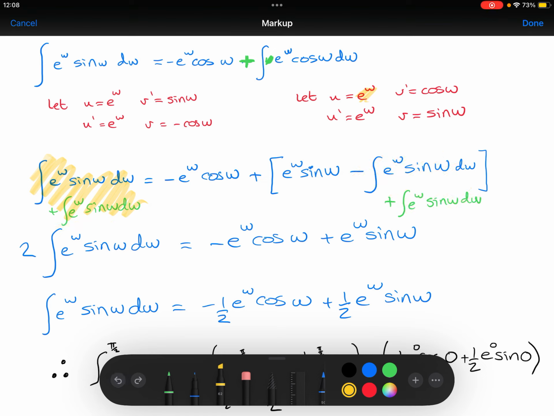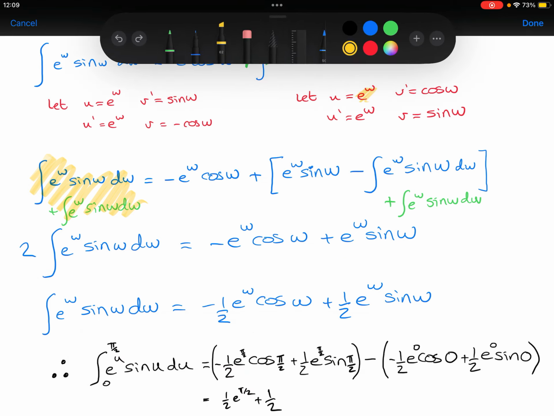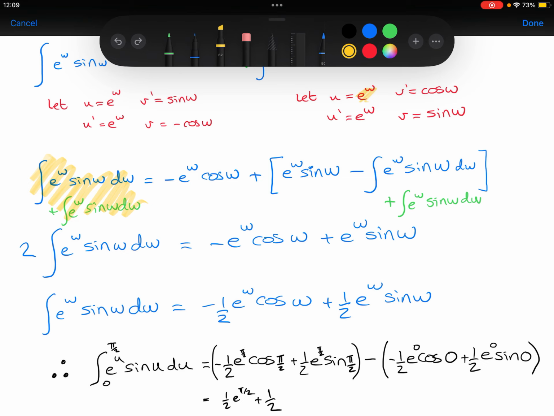So all of this working out has allowed me to say that two lots of the integral is equal to this. So therefore, if I divide both sides by 2, one lot of the integral is half of this. So half, half. And there we go, I've finished that integral.